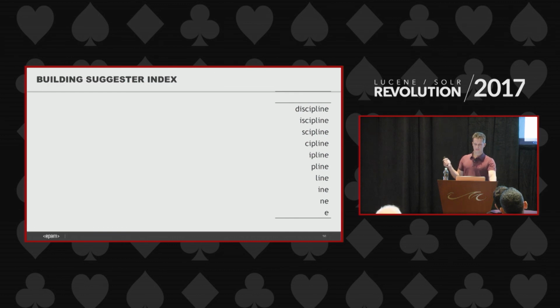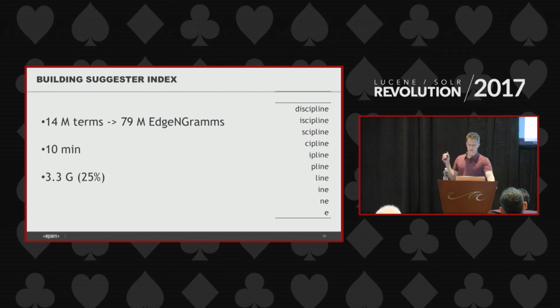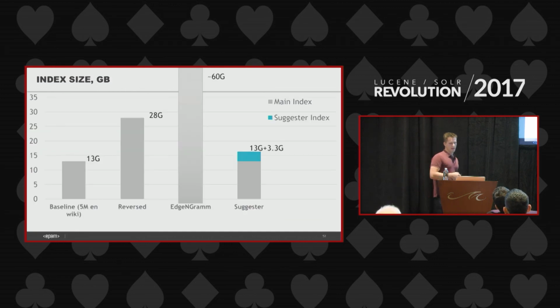Here is the result of the benchmark, so how much does it cost? For 40 million main index terms turned into almost 80 million n-grams, it took about 10 minutes, but I suppose there is room for optimization because it's quite a long time for this operation. And the size of this suggester index is about a quarter of the main index size. It took about 3 gigs in comparison to the 13 gigs main index.